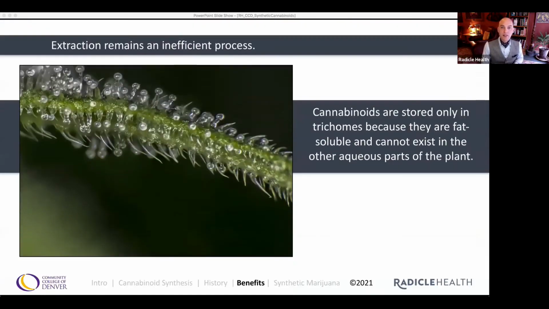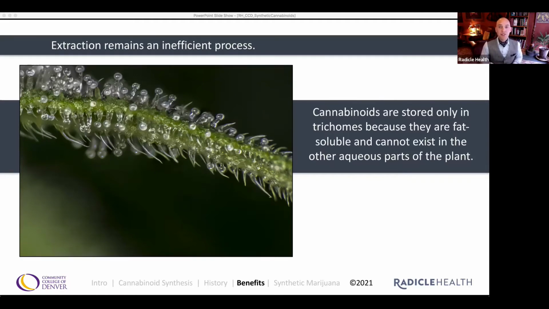Furthermore, the cannabinoids are stored only in trichomes, and they are fat soluble. They can't exist in other aqueous parts of the plant. In fact, in their natural state, cannabinoids are actually toxic to cannabis plants. You can see in this picture a bunch of trichomes on a cannabis plant. They're mushroom-shaped sacs, and they have a stalk. The stalk keeps the cannabinoids and other essential oils away from the plant material.